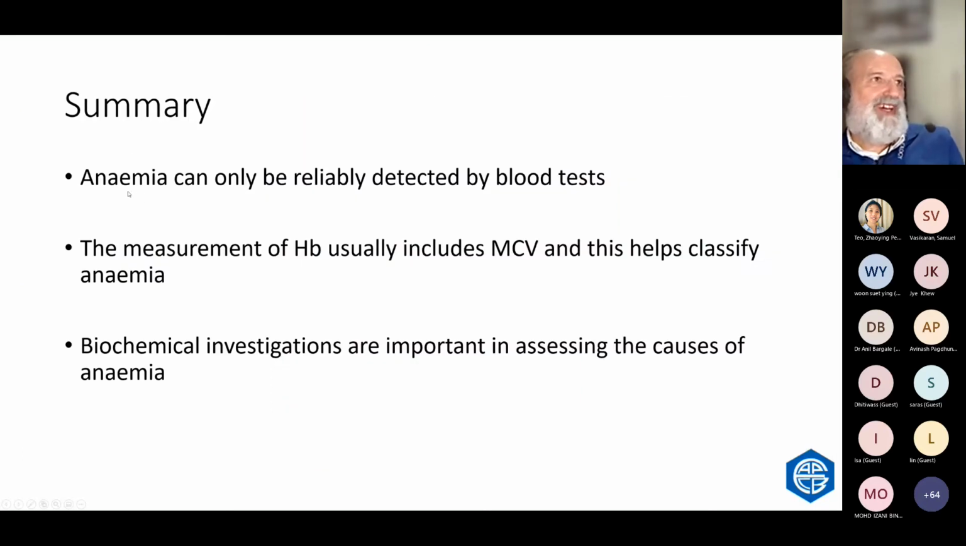And so in summary, anemia can only be reliably detected by blood tests. The measurement of hemoglobin usually includes MCV, and this is how we classify anemia. And the biochemical investigations are important in assessing the causes of anemia.